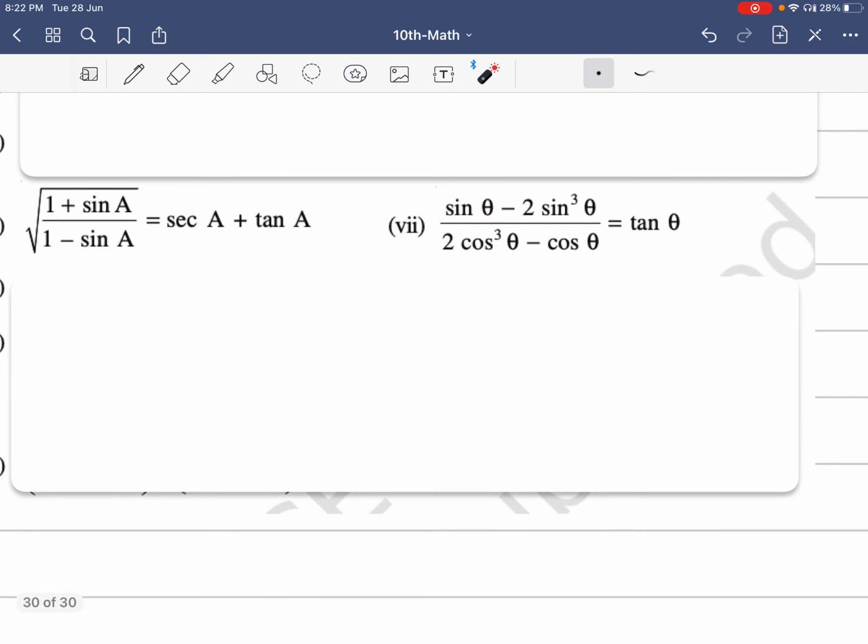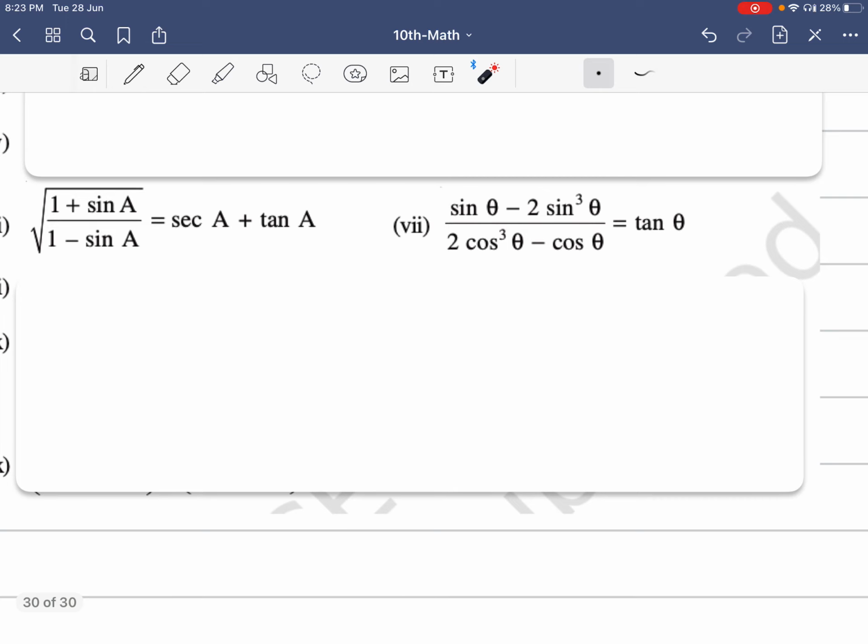And typically what we are doing in all these problems is we take the left hand side expression and we convert all the trigonometric ratios into the two basic trigonometric ratios, which are sine and cos. Convert everything into sine and cos and then try to derive the expression which is given on the right hand side. That is the typical strategy that we are trying to apply for all the problems in this question.